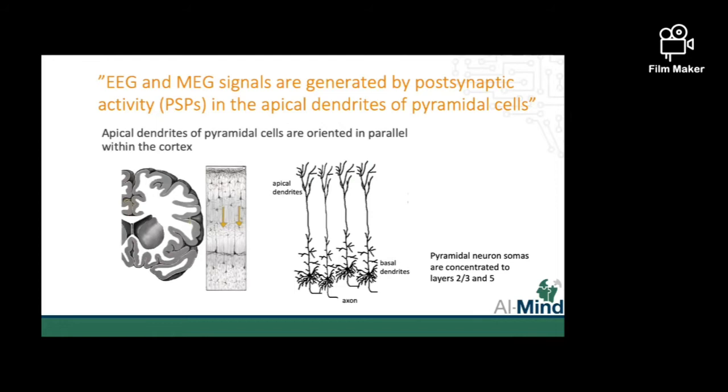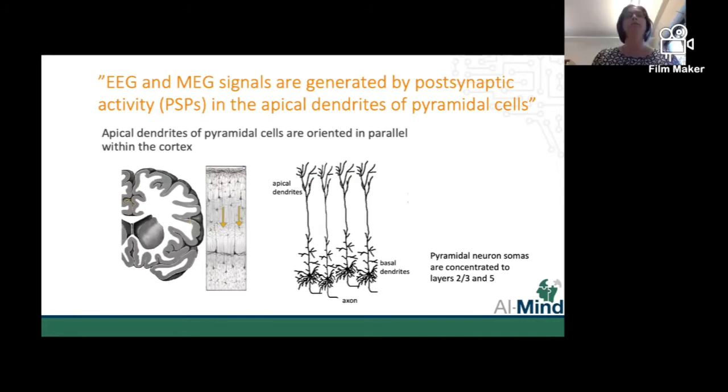Okay, but in order to understand our signals, it's important to know what currents cause our signals. So it's usually said that EEG and MEG signals are generated by synchronous postsynaptic activity in the apical dendrites of pyramidal cells. And I will open up this statement a bit.